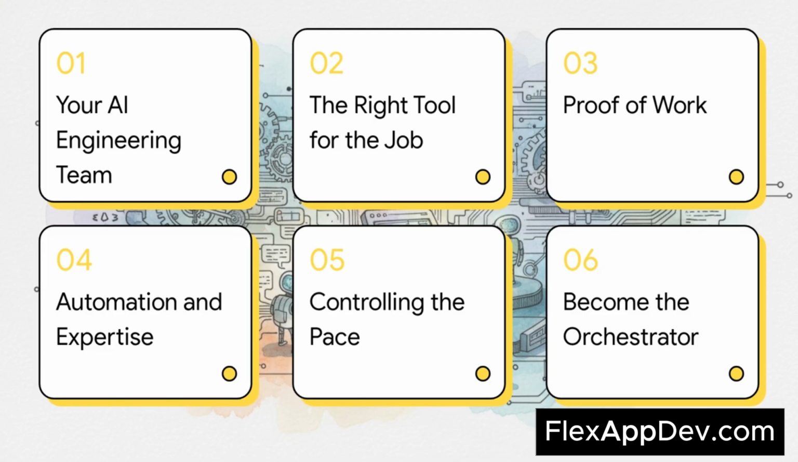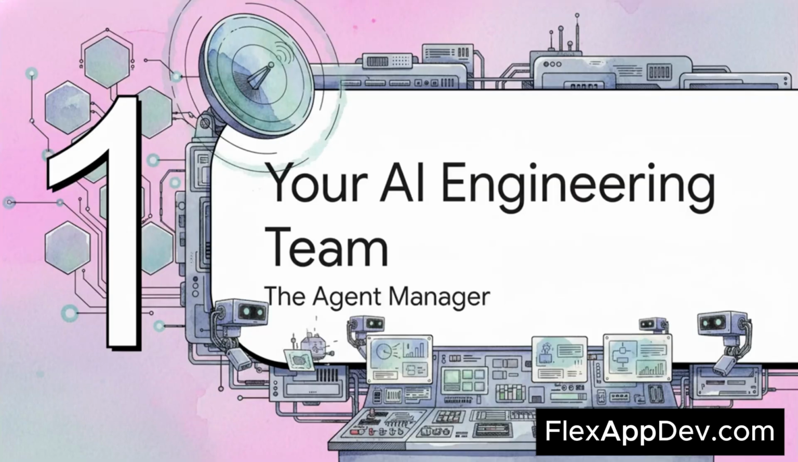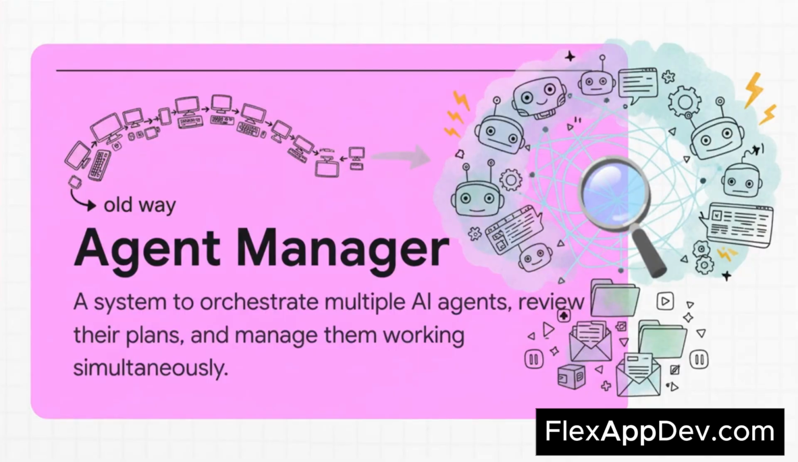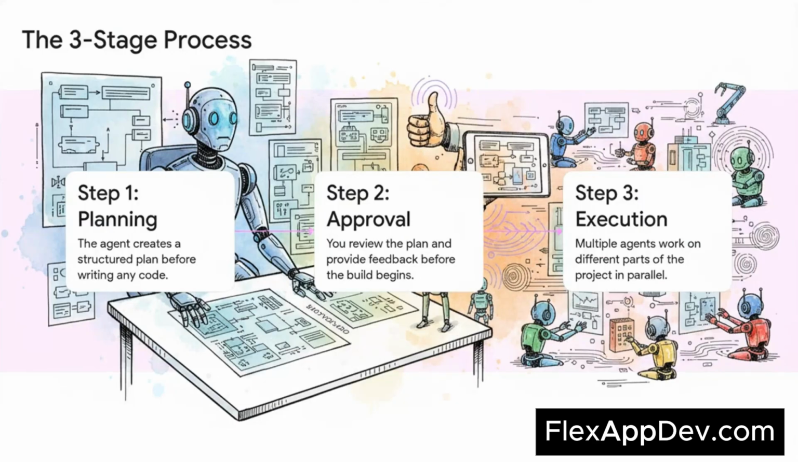Okay, let's dive in. First up, and this is probably the most crucial concept to grasp, is the agent manager. You really need to think of this as the mission control for all of your AI agents. You know the old way, right? You type a prompt, you wait, you type another one. It's all very linear. The agent manager completely flips that on its head. It's more like an inbox that lets you coordinate a whole team of AI engineers, all of them working at the same time. This whole thing happens in 3 very distinct stages.